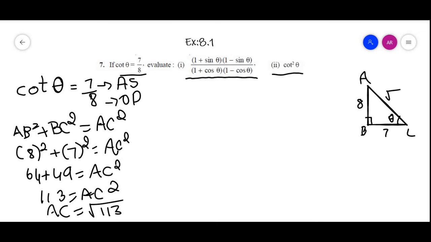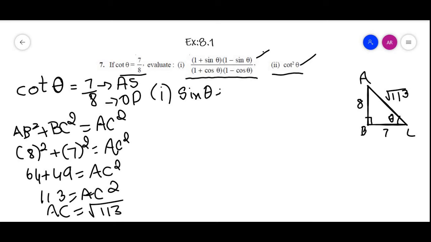So let's write what we got after solving: the length of AC is root 113. As we have got all three sides, we'll be able to find sine theta, cos theta and cot theta. Nothing else to find, because in the first bit we have been asked to find sine theta and cos theta, and in the second bit cot theta. So first of all, let's solve our first bit. I'm going to mark it as number 1, and we have to find sine theta and cos theta first.